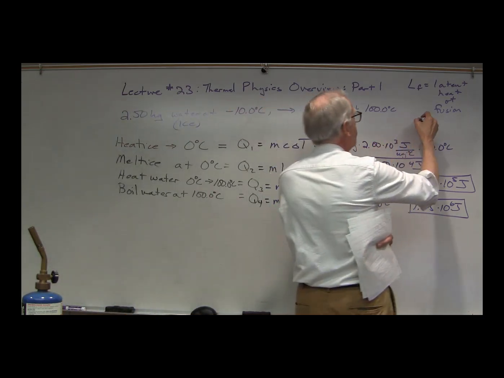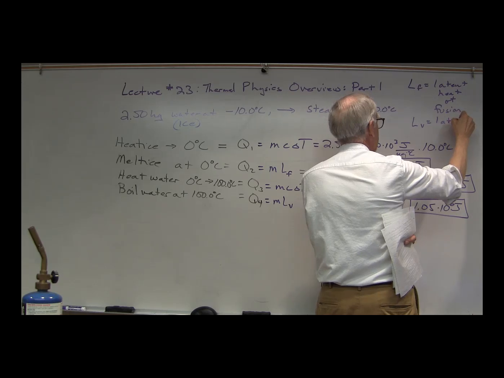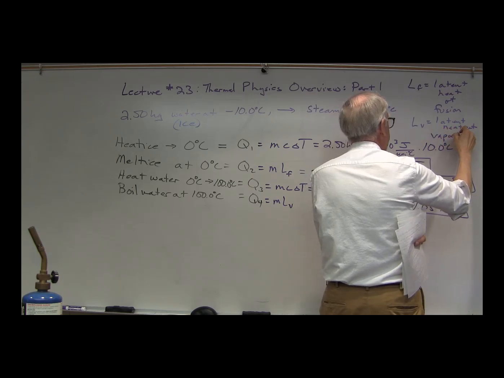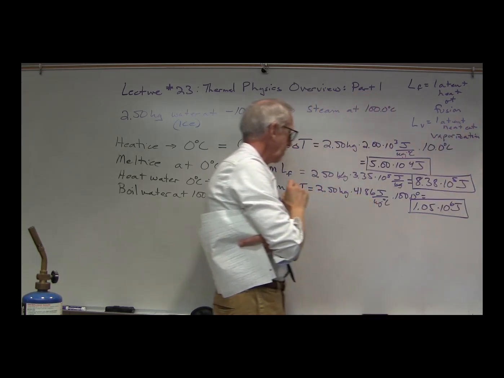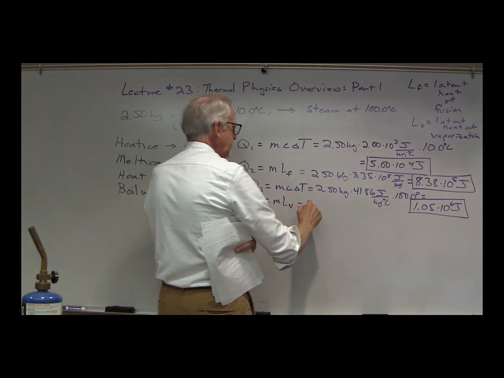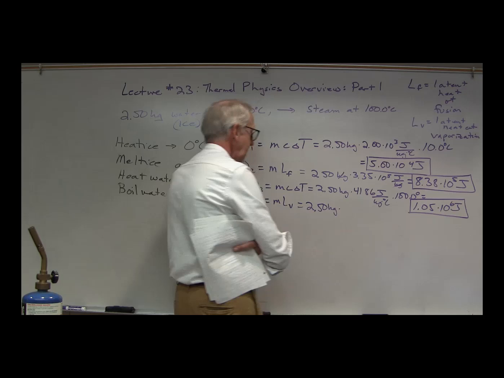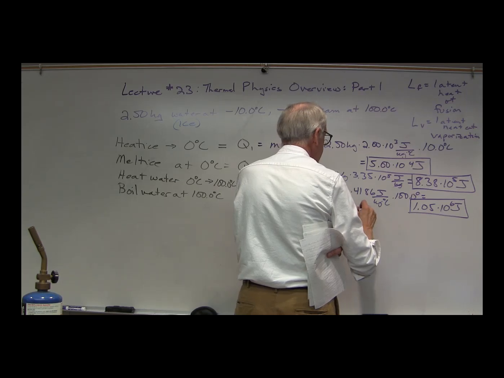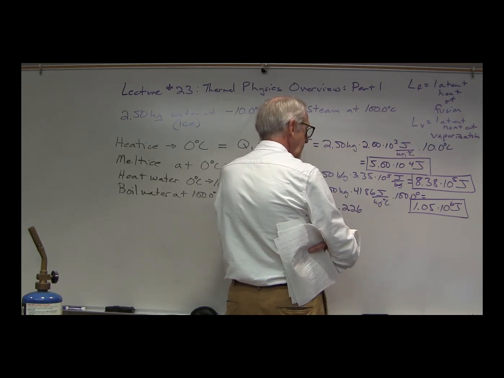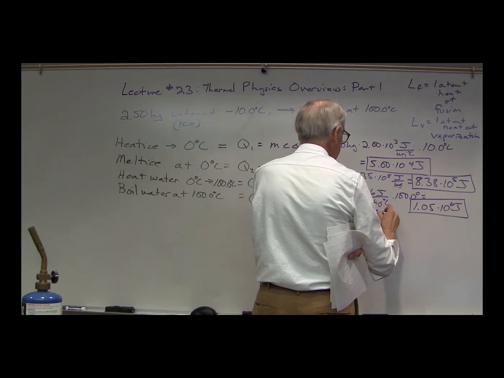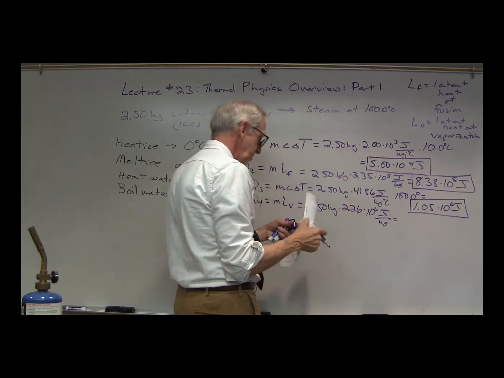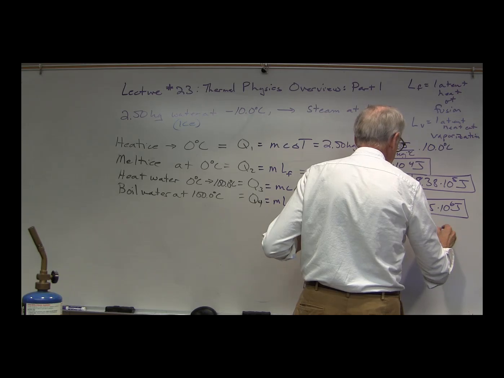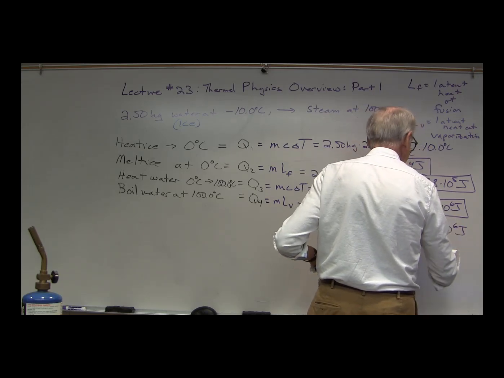We'll just stick with these for now. So L sub V, latent heat of vaporization. Okay, there we go. Which is then the mass, again, same mass, 2.50 kilograms, times the latent heat of vaporization for water, which is 2.26 times 10 to the 6th joules per kilogram. Multiply that out, and what do we get? We get 5.65 times 10 to the 6th joules.